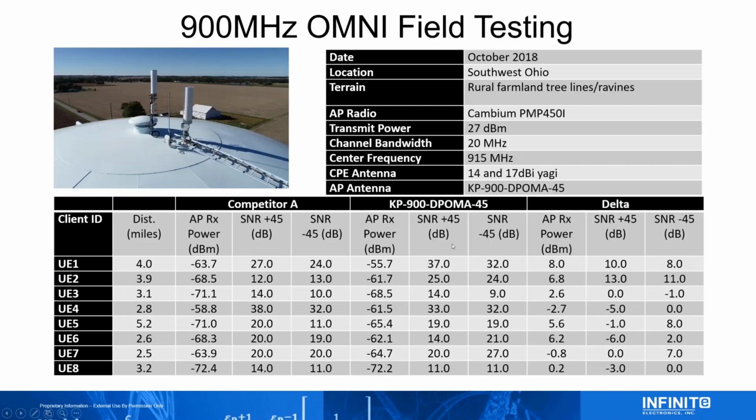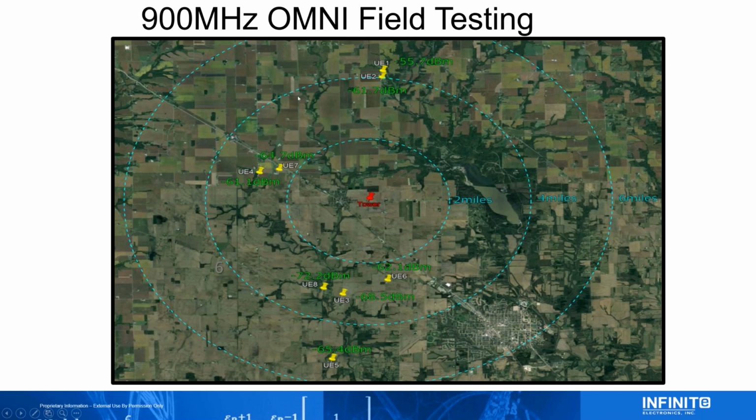Did field testing. Not gonna go over this too much, but like I'm saying here, this client was in Ohio, Southwest Ohio, rural farmland, some tree lines, some ravines, using the Cambium 450i, about 27 dBm power, center frequency 915, and then on the CPE side, he's using our 14 and 17 dBi Yagis. You get out 5.2 miles, still decent signal strength, minus 71. I think I have one more chart actually, which better shows this. Yeah, right here. So this is kind of what they were seeing here.